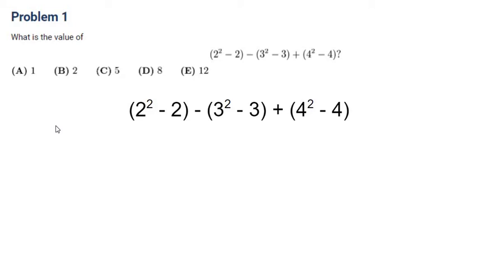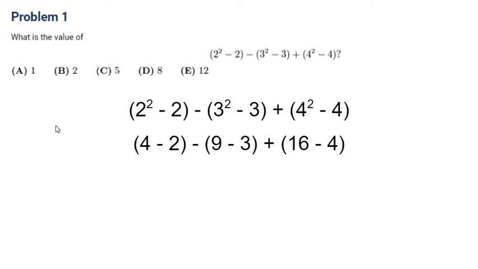So this is our original expression in which we can see that there's three sets of parentheses, which the P stands for in PEMDAS. Now in each of these sets of parentheses, we have one exponent, which is the E in PEMDAS. So we can solve the exponents first. So 2 squared equals 4, 3 squared equals 9, and 4 squared equals 16. So here is a more simplified expression where we say 4 minus 2 minus 9 minus 3 plus 16 minus 4.